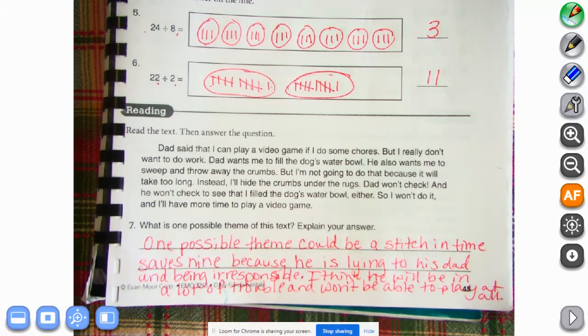Also, is that fair to the dog? Dog can't get water. Is that fair to the family to be putting the crumbs under the rug? Because then what if they get bugs? So it's very irresponsible.